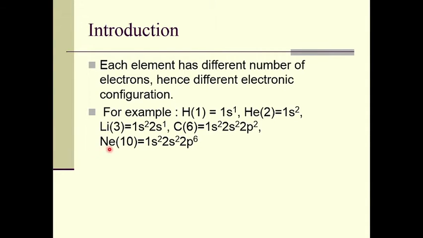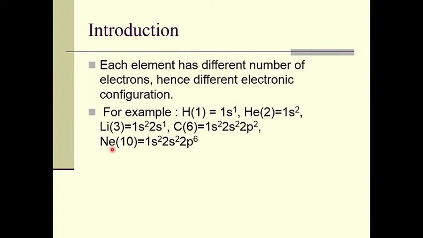Let us see the example of neon. Neon has 10 electrons, so its electronic configuration is 1s2, 2s2, 2p6. We have seen in the case of helium we have 2 electrons in the first shell, and the first shell can have only 2 electrons. So we can say for helium the outermost shell has only 2 electrons in it and it is completely filled, right?